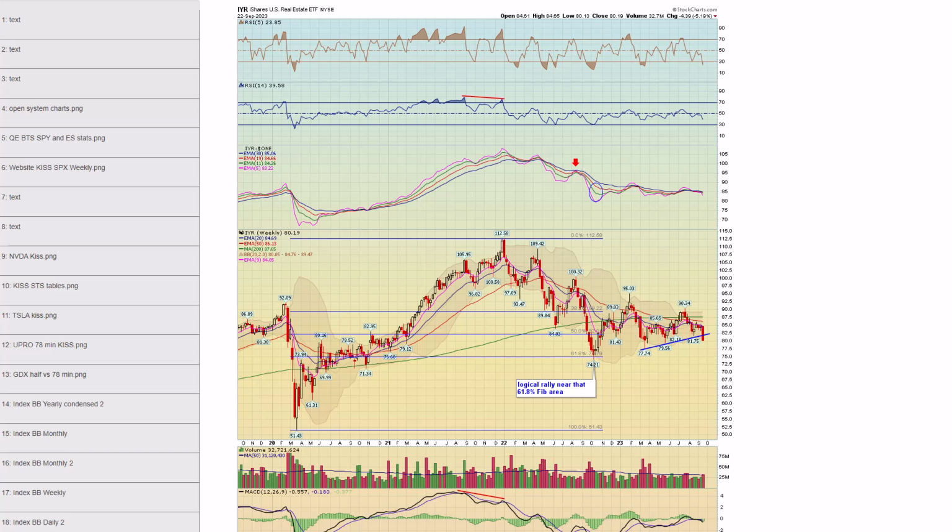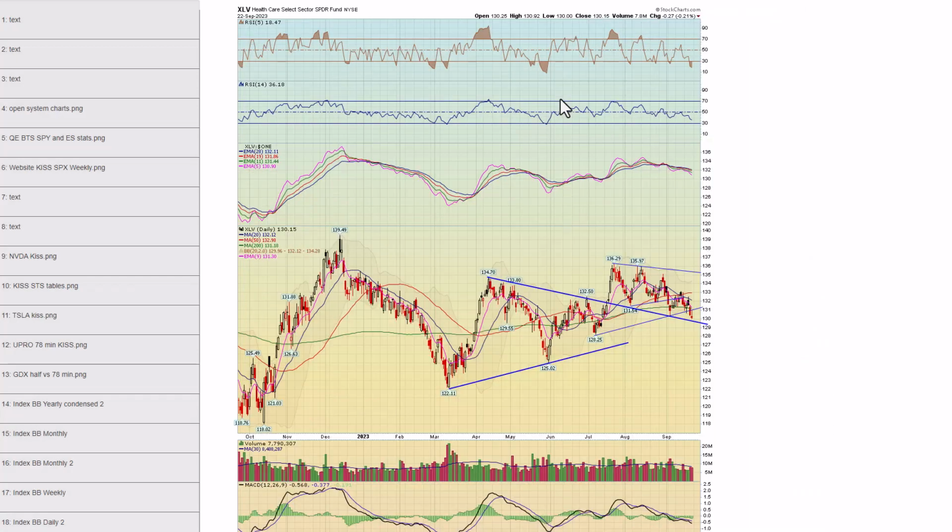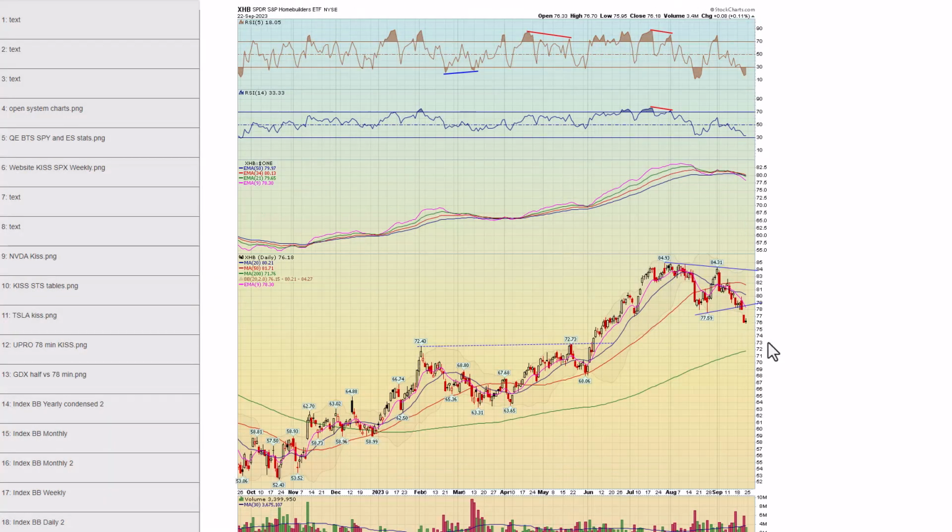Chart 73, XLI Industrials, testing the 200-day moving average. Chart 74, Healthcare, just more chopping down, more orderly move down near a trend line here now. It is below the 200-day moving average. Chart 75, Home Builders, also broke this pattern to the downside last week. 200-day moving average could be a target over time.